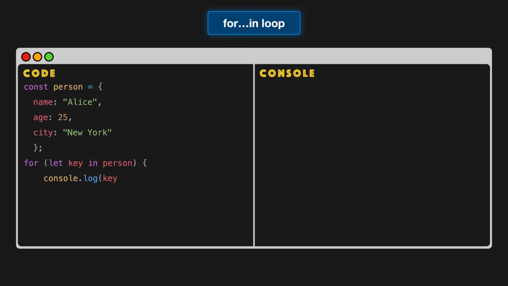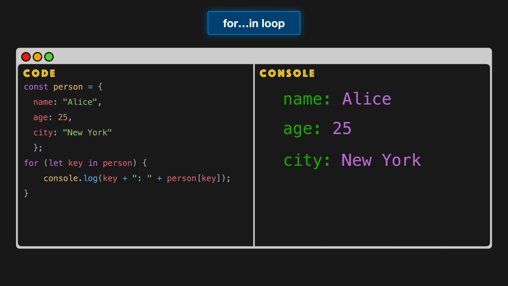Next, let's talk about the for-in loop. The for-in loop is used to iterate over the properties of an object. Instead of looping through values like for-of, it loops through the keys or property names of an object. Let's say you have an object representing a person. In this example, the for-in loop goes through each property name or key in the person object. The variable key will represent each property name, like name, age, or city. We can then use person[key] to access the value for each key. This loop will print name Alice, age 25, and city New York.